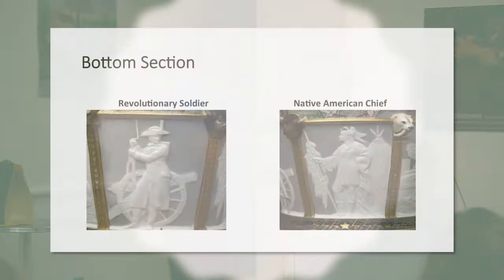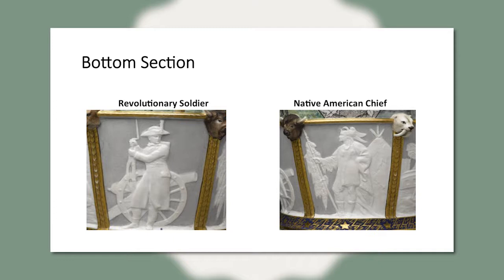Okay, the other two were also fairly straightforward. Most of you got these, right? The Revolutionary Soldier at the bottom and a Native American chief. But the last two were really difficult, okay? I'm not gonna click to the other side just yet because I want to see what your theories are.